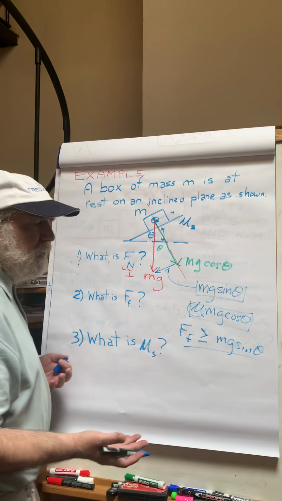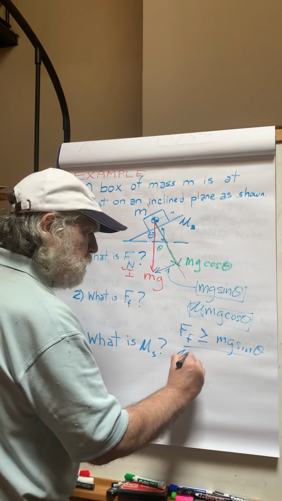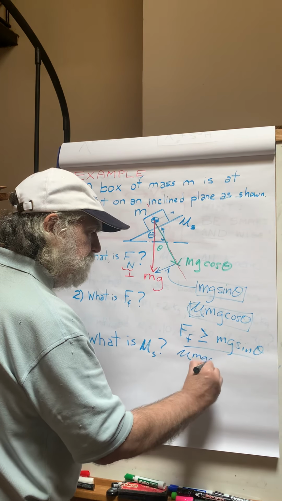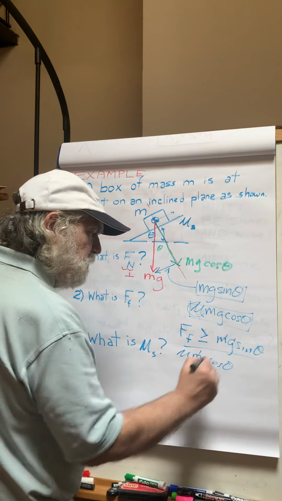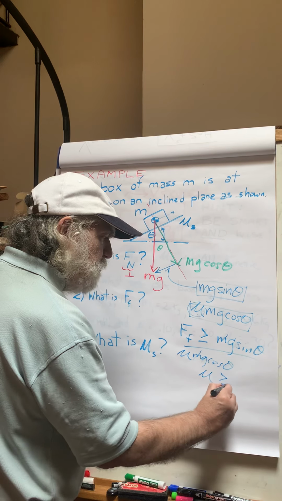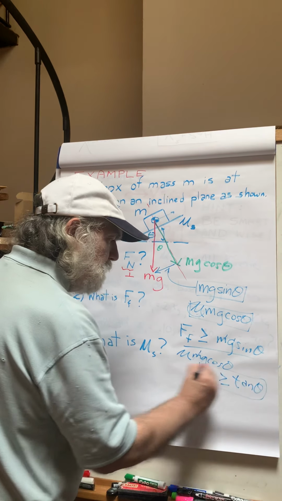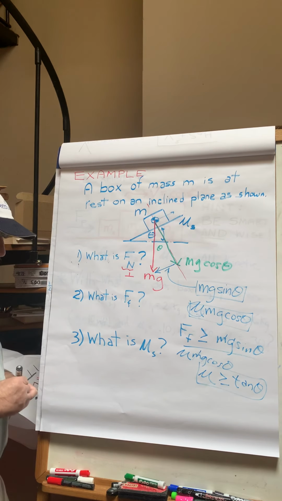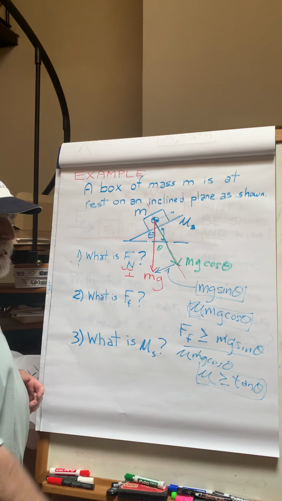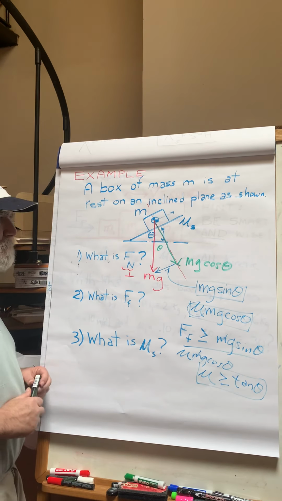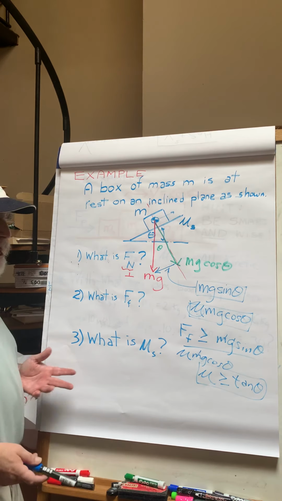We can't tell. All we know is that mu mg cosine theta is greater than that. The mg's cancel, and we know that mu must be greater than or equal to the tangent of theta. But that's all we can say. We can't pin it down to a number that's exact. We can't say that mu equals the tangent of theta. We can only say that mu is bigger than that. We can box it in.